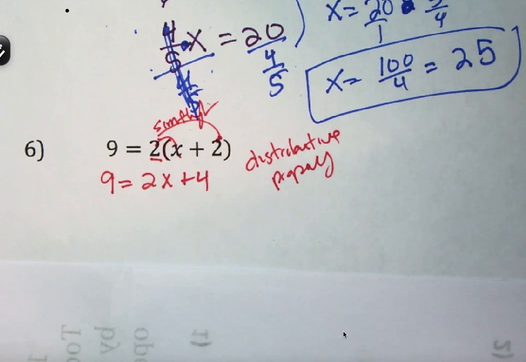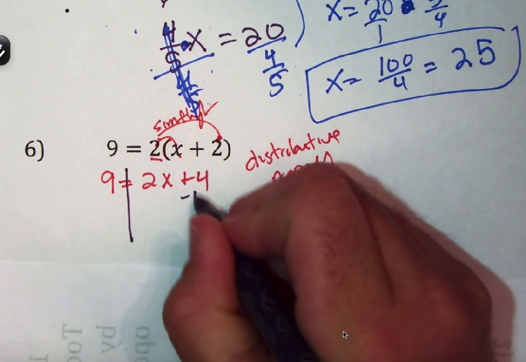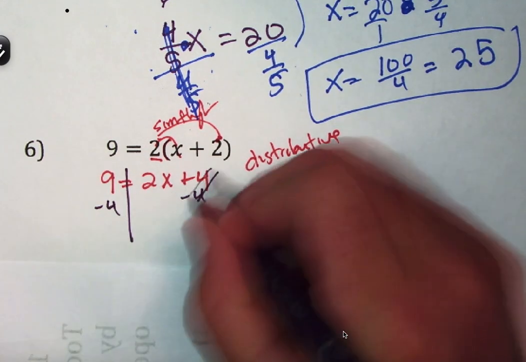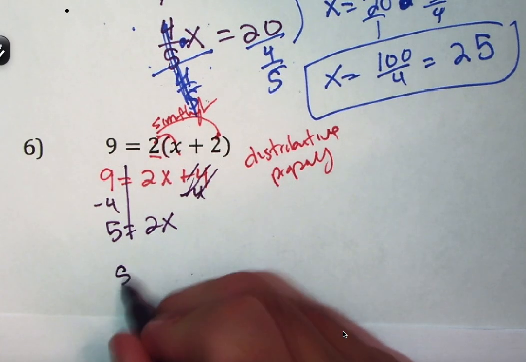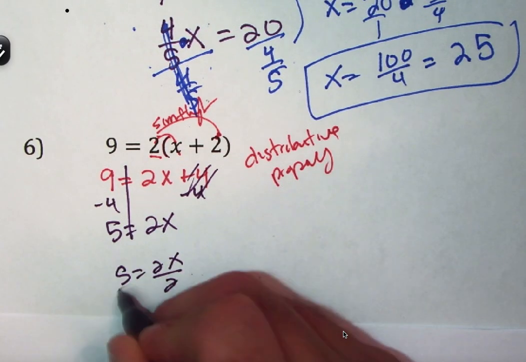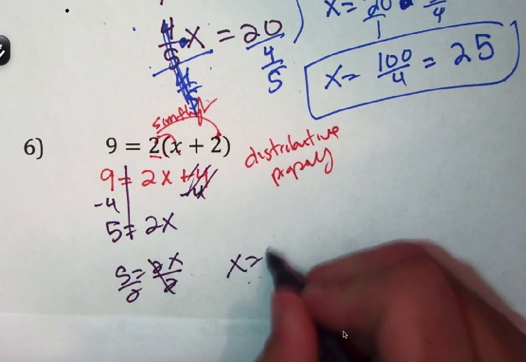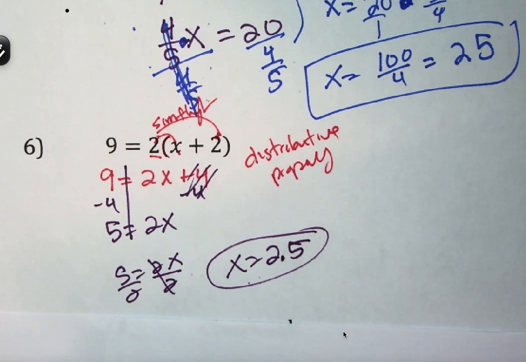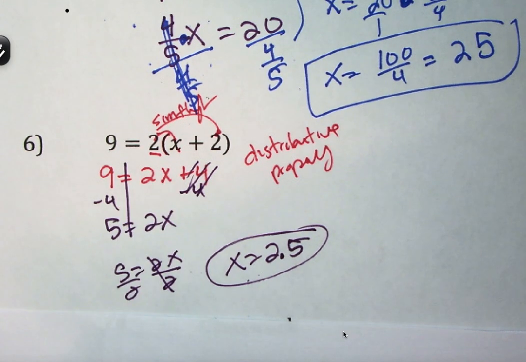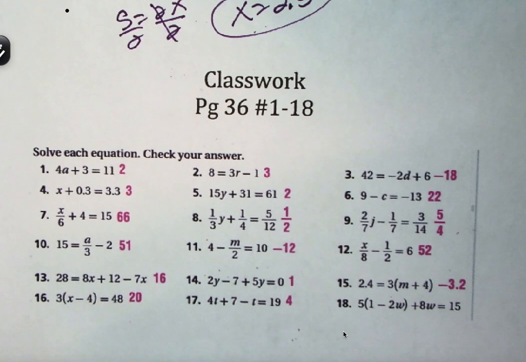And now, just by doing the distributive property, we can start solving it like we've been doing. So we'll take away 4 from both sides. 5 equals 2x. And we'll undo the 2 by dividing both sides by 2. And we get x equals 2.5. There we go. So I just want to remind you, if you have parentheses, we're going to do the distributive property to solve.